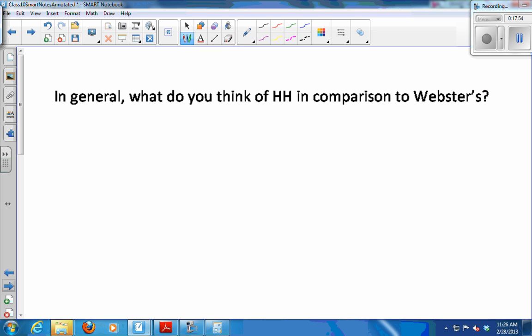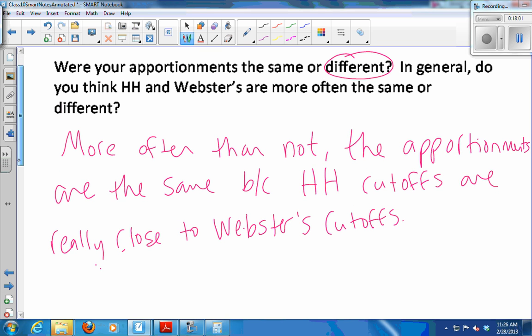So in general, what do you think of Huntington Hill compared to Webster's? Yeah, it's harder to figure, and it gives you most of the time the same result. Yeah. So it seems kind of silly that we dumped Webster's and went with Huntington Hill, but we did.